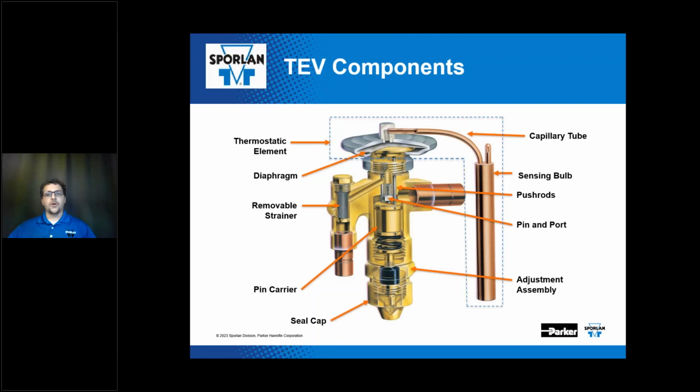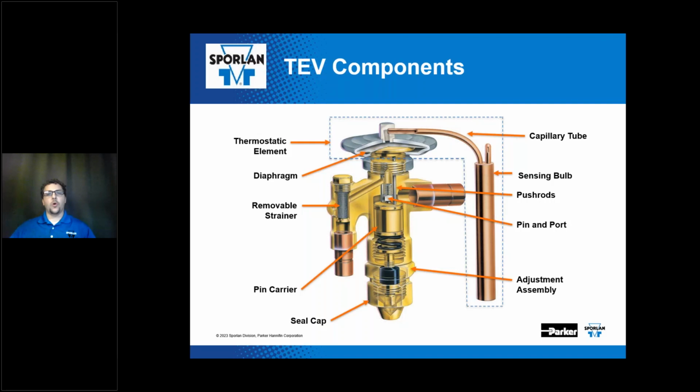Okay. All right. So looking at the internal components now of the TEV. This is going to help you when we get into the principles of operation. It's going to tie everything together here. There is a dashed boxed line around the thermostatic element, which consists of the sensing bulb, the capillary tube, and the diaphragm. And I do want to point out the fact that nearly all Sporlan TEVs do have a thermostatic element that is replaceable in the field.